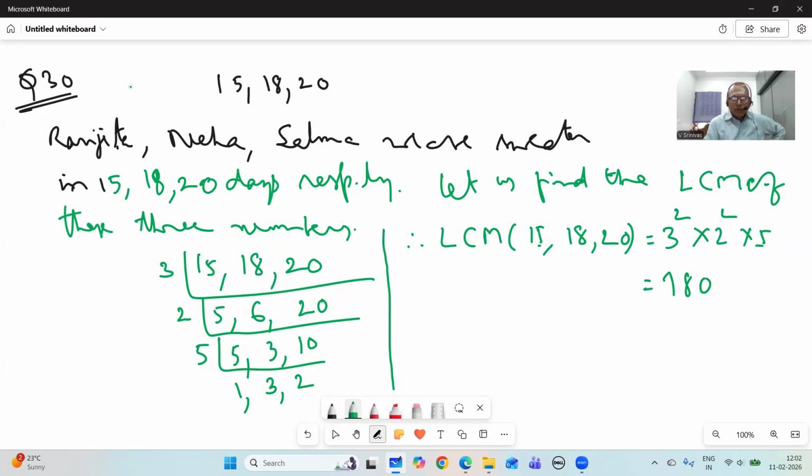Yeah, that is true. What is the least common multiple of 15 and 20? The multiples of 20 are 40, 60. So it is 60. Common multiple of 15 and 20 is 60. And then 60 is not a multiple of 18. So multiples of 60 are 120 and 180. 180 becomes a multiple of 18. That's how 180 becomes the LCM of these three.